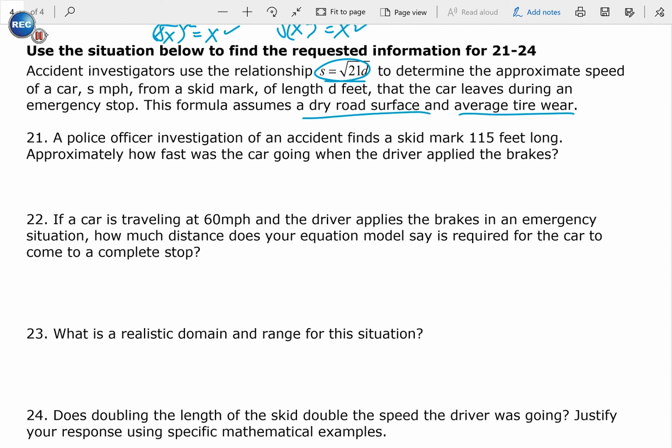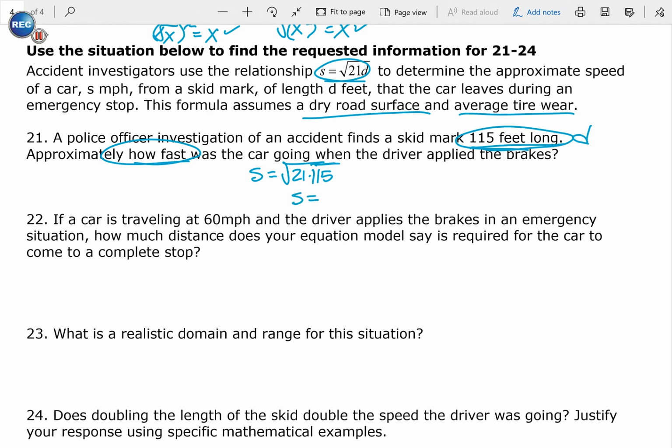Okay, so a police officer investigation of the accident finds the skid marks 115 feet long. Approximately how fast was the car going when the driver applied the brakes? So we're looking for how fast. That's going to give us that we need speed, and we know the distance. So we're going to substitute that back into our formula. We are looking for speed. We already know that it's going to be the square root of 21 times the distance, which is 115. Now the next thing that we're going to do is multiply that out and take the square root of that.